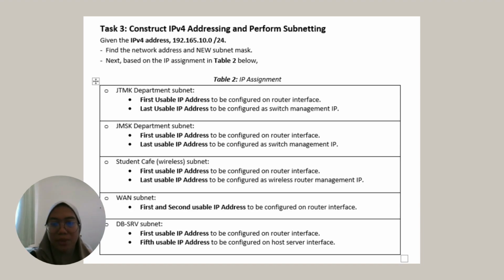For the JMSK department subnet, the first usable IP address is to be configured on the router interface. The last usable IP address is to be configured as the switch management IP. For the student cafe wireless subnet, the first usable IP address is to be configured on the router interface, and the last usable IP address as the wireless router management IP. For one subnet, the first and second usable IP addresses are to be configured on the router interface. And lastly, for the DBSRV subnet, the first usable IP address is to be configured on the router interface, and the fifth usable IP address on the host server interface.